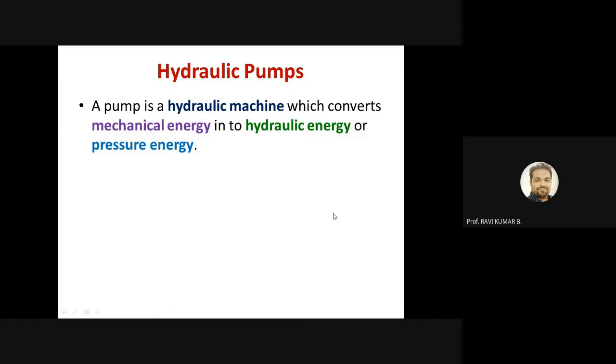A pump is a hydraulic machine which basically converts mechanical energy into hydraulic energy, or you can say pressure energy. It takes the water coming from some source. Let's suppose this is a reservoir, or somewhere water is filled, from where we are sending it back to the reservoir. For that purpose we use the pump. So the pump converts mechanical energy into hydraulic or pressure energy.